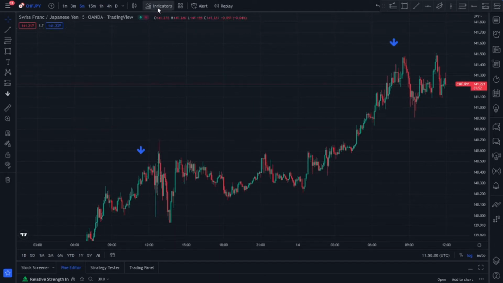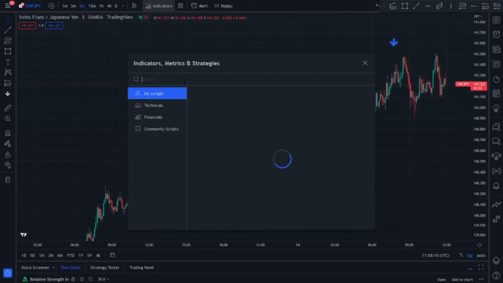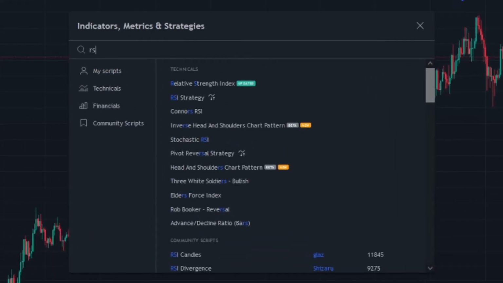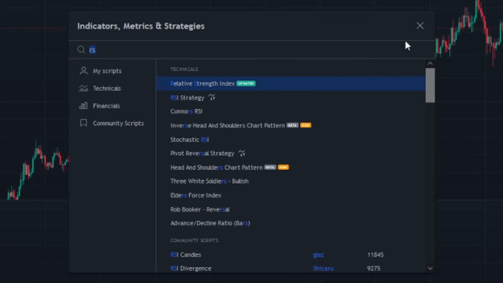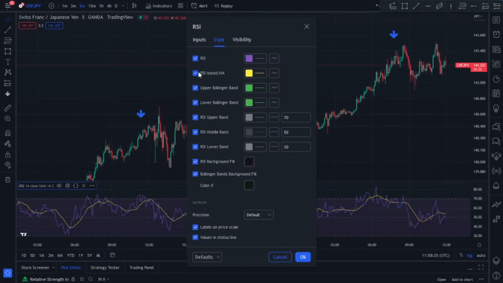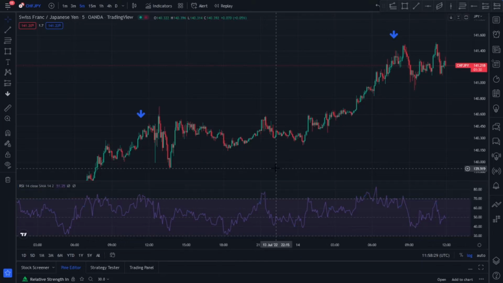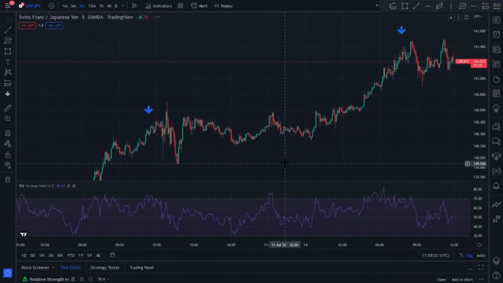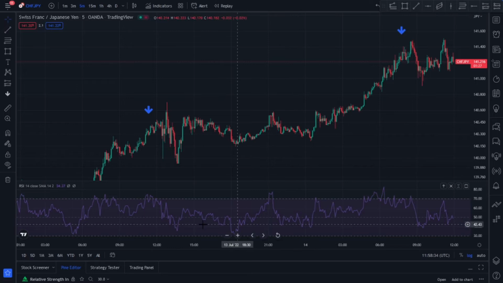Add the RSI indicator to the chart from the indicators section. We go to its settings section and remove the tick-based option from the style section and disable it. And then we leave the settings section. The RSI indicator shows the strength of the trend and momentum and has many points inside.